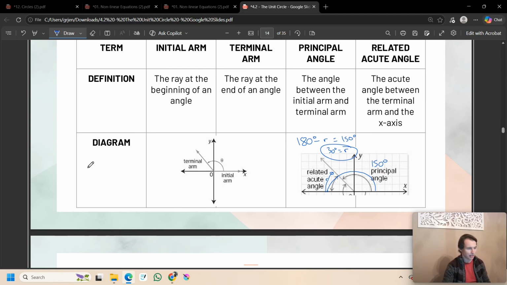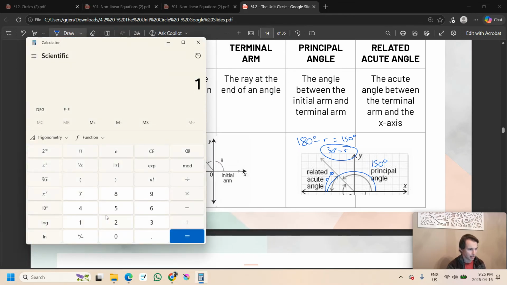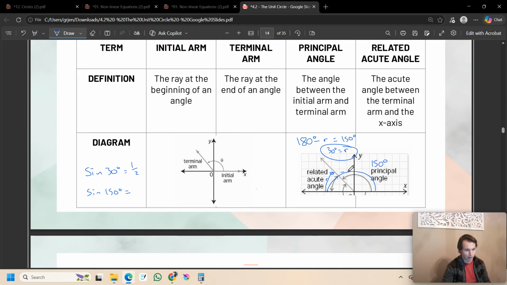Now you'll notice that sine 30 degrees equals 1/2, and sine of 150 degrees is, oh gee, I forget, what is sine of 150? I'm going to check on my calculator. It's also 1/2. It's the same. Why is that? Because if I went back over here and found that one over there, that would be the angle there. The y value of that point is the same as the y value of that point. So they're related.